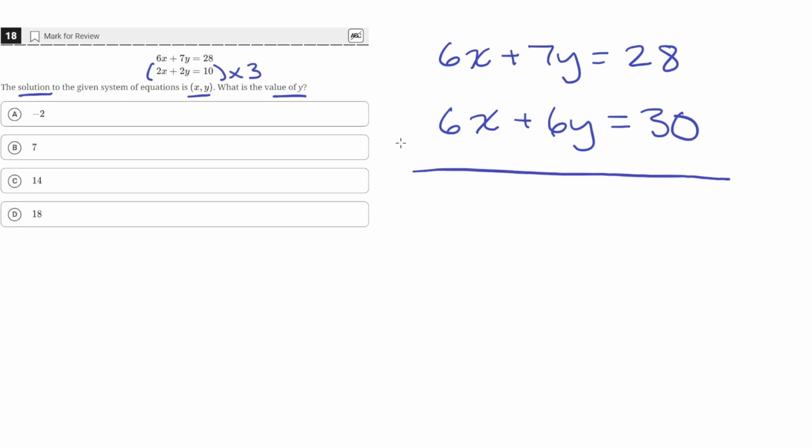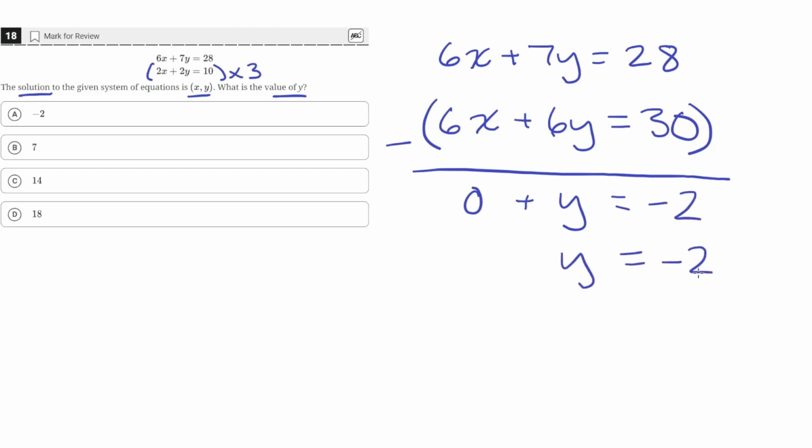And then we can subtract one equation from the other. So when we subtract this equation from that equation, we do 6x minus 6x, which is just 0. Then 7y minus 6y, which is just 1y. And then 28 minus 30, which is negative 2. This leaves us with y equals negative 2. And we could keep going and solve for the value of x by plugging this y value back into one of these equations and finding the value of x. But the question only asks us for the value of y, so we found that here. So the answer is just A, y equals negative 2.